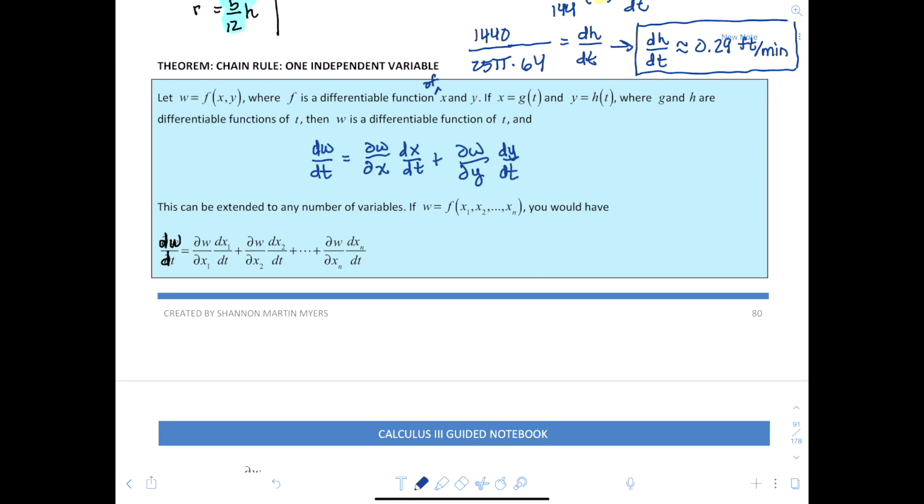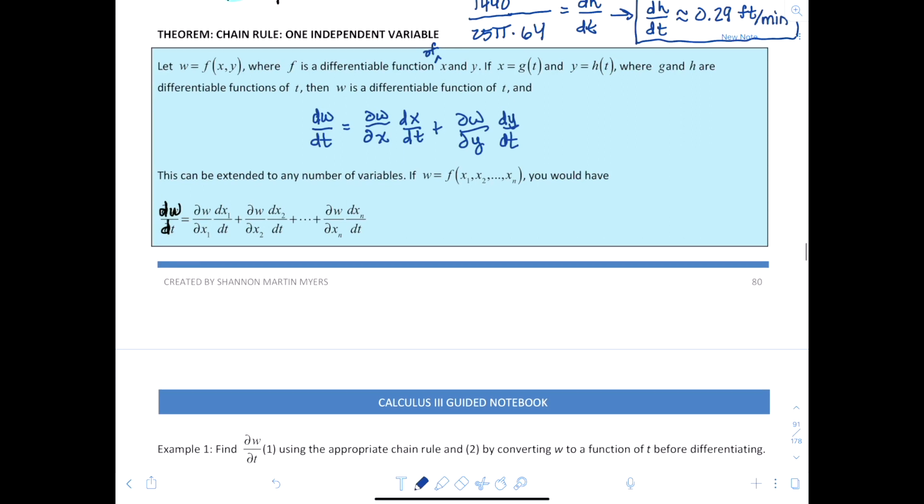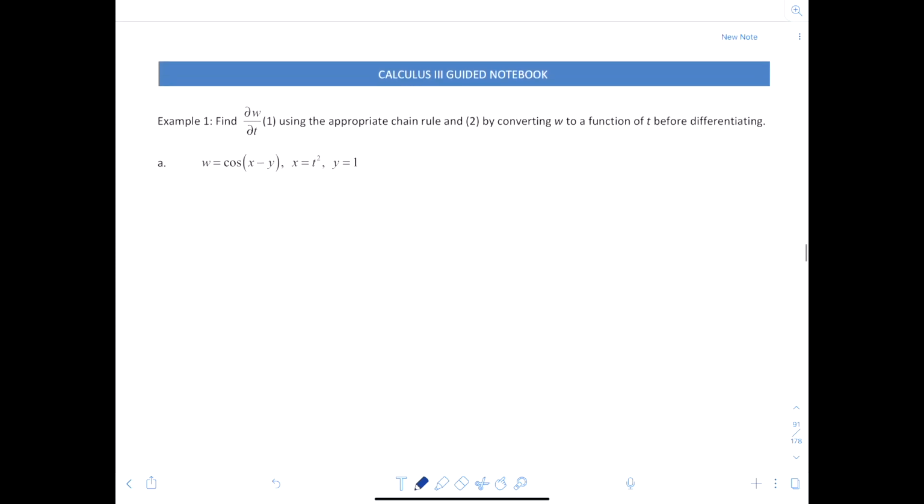So this can be extended to any number of variables. Let's say w is equal to f of x1, x2, down to xn. Sorry, there was an error, you'd have the regular d's here. dw/dt is equal to the partial derivative of w with respect to x1 times dx1/dt, plus the partial derivative of w with respect to x2 times dx2/dt, all the way down to the partial derivative of w with respect to xn times dxn/dt. So that's how it would extend. And let's take a look at an example.